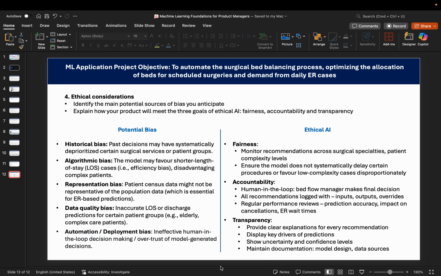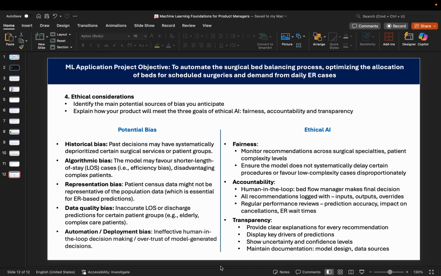In terms of ethical considerations, there are a few potential biases around historical bias, like how past decisions on discharges were made, algorithm bias in terms of favoring shorter length of stay cases, which really is the efficiency bias that disadvantages complex patients. Representation bias, where patient census data might not be representative of the population data, which can cause errors in predicting ER demand. Data quality bias, which really is inaccurate length of stay cataloging or discharge predictions for certain patient groups, especially those who are elderly or complex care.